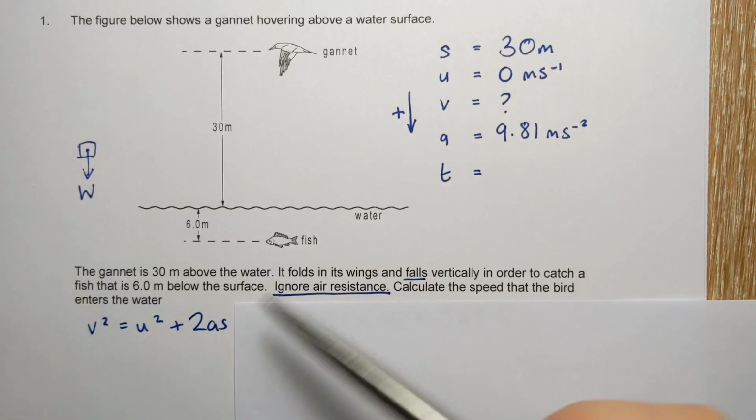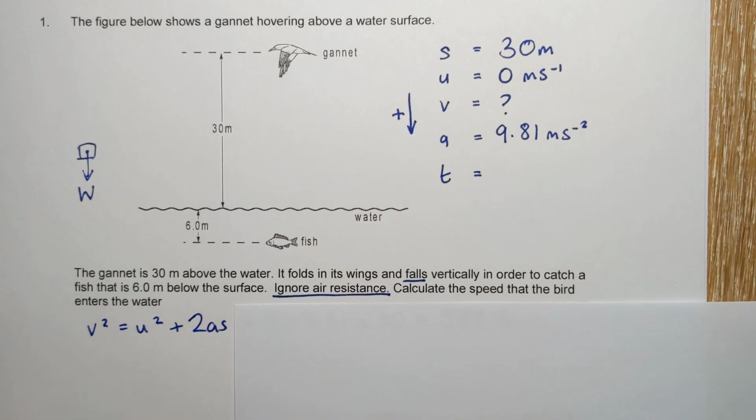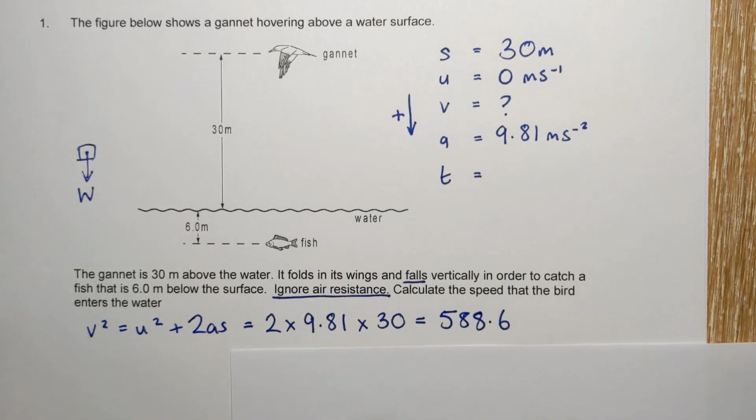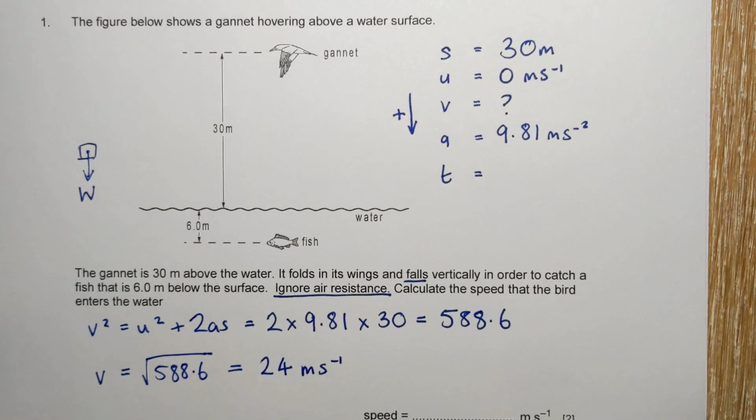Next we select the equation that doesn't have t in it, as that's the one we are neither interested in nor have. Put the numbers in and then square root to get the velocity, rounding to 2 sig figures.